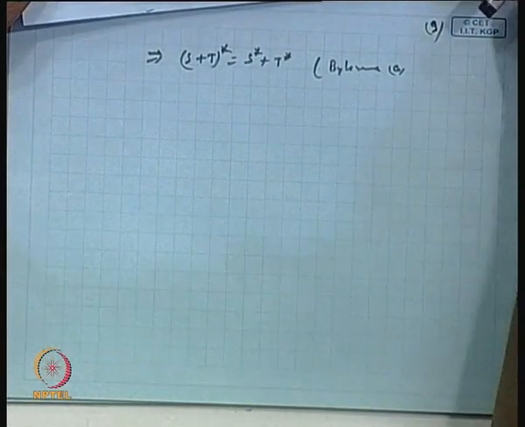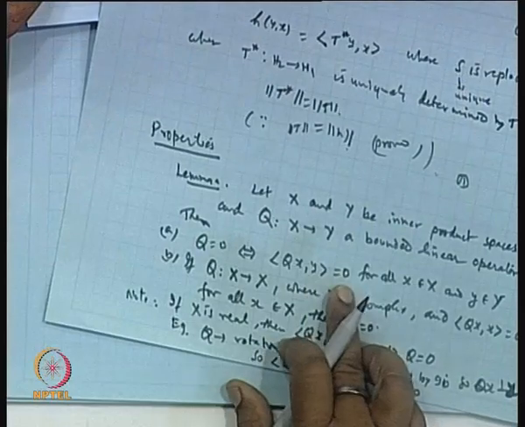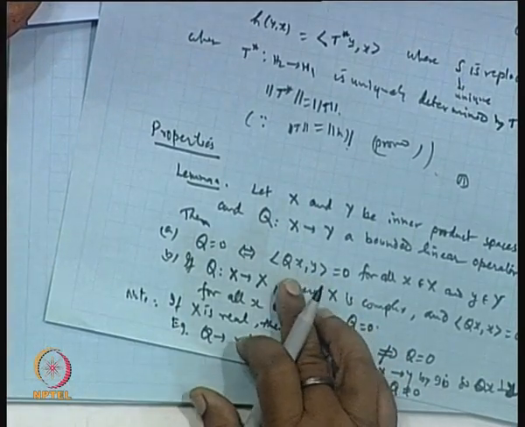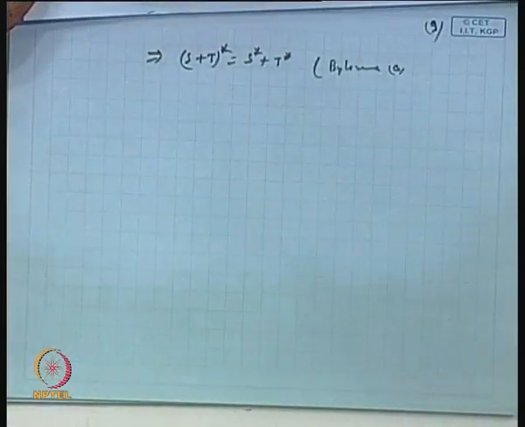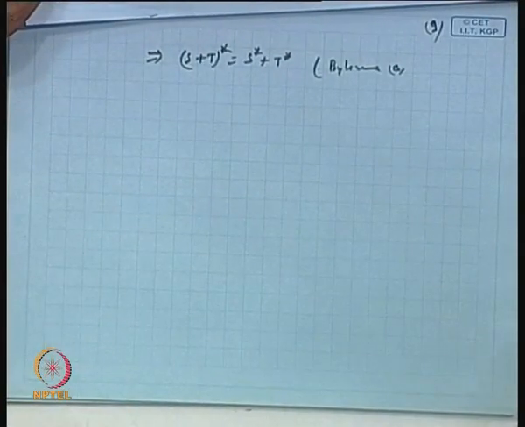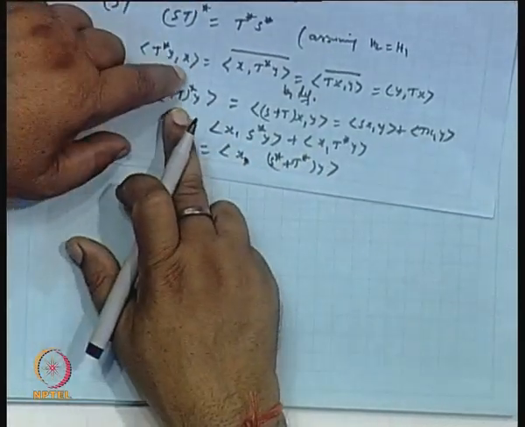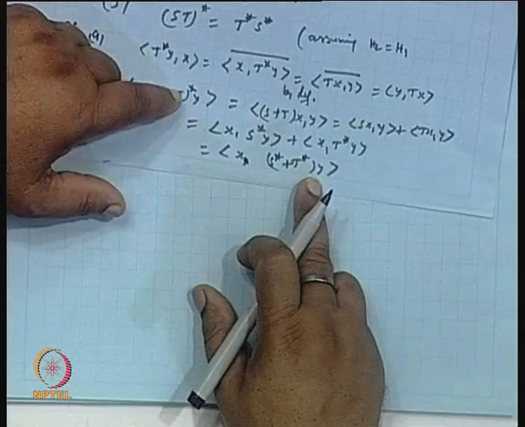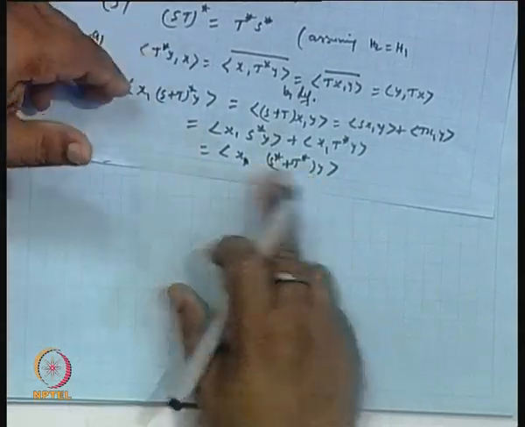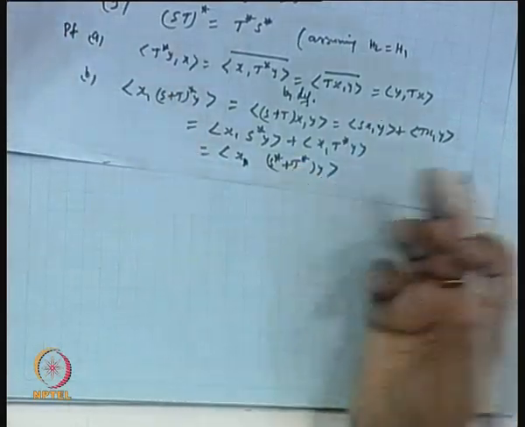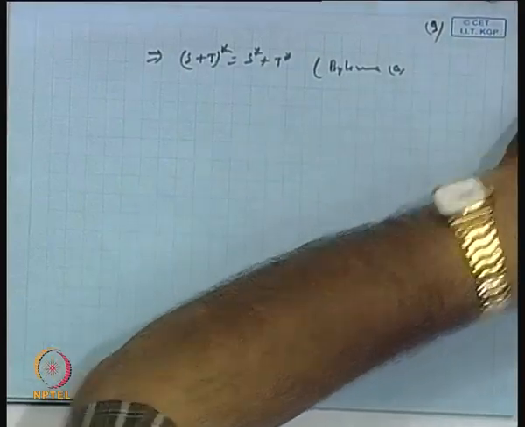Yes, by the lemma, Qx = 0 implies Q is 0. So this is true for all x and y, is it not? Take this one: (x, (S + T)* − S*T*y) equals 0, and this is true for all x and y. So this minus this has to be 0, and we get this. Okay? Clear now? So, this follows by the lemma. Then, the third part, let us see the third.